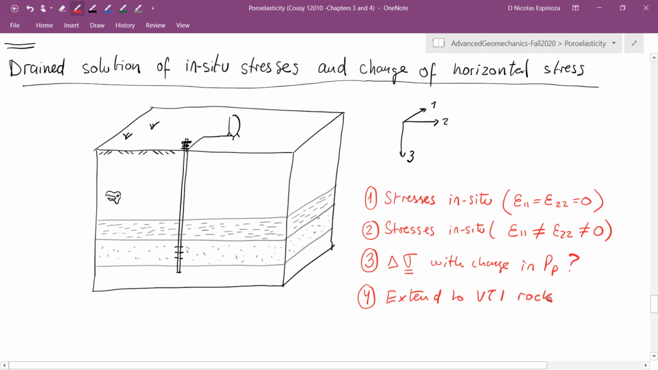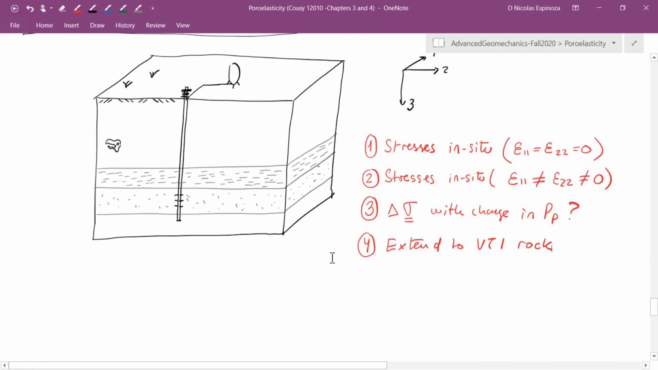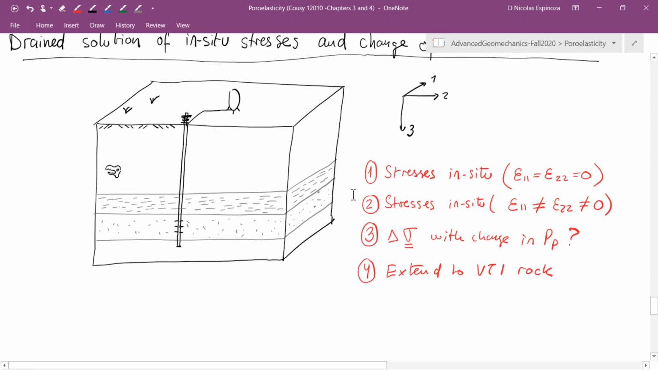Okay, let's start with question number 1. What are the stresses in situ? In order to do that, we're going to use the same equations that we have used before, but now corrected by poroelasticity. We know that effective stress depends on the stiffness matrix multiplied by the strain tensor, right?